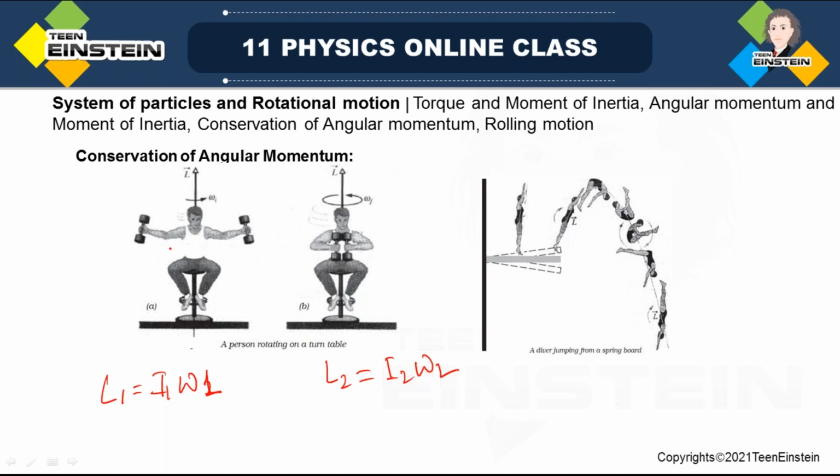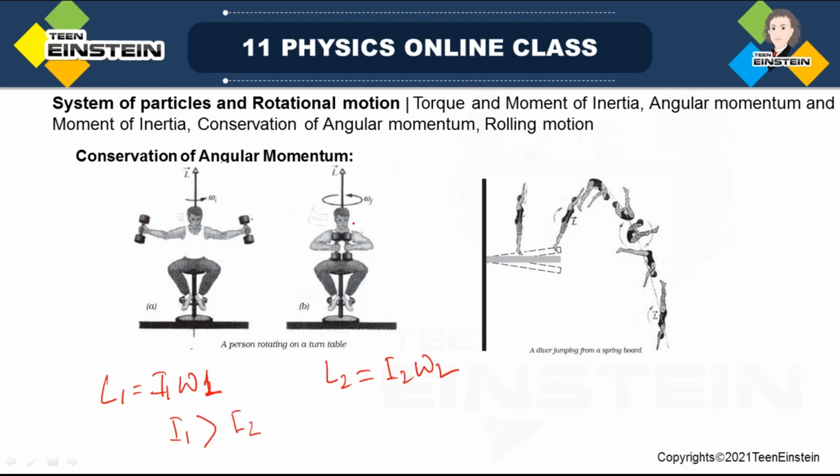All right, see what happens. You might see some activities like this in acrobats. Some acrobats do these kinds of things using the principle of conservation of angular momentum. So look what happens. When the person is sitting on the turntable, he is rotating about this axis passing through the middle of his body. When the person keeps his hands and legs a little stretched, the moment of inertia of the person along with the dumbbells will be more.